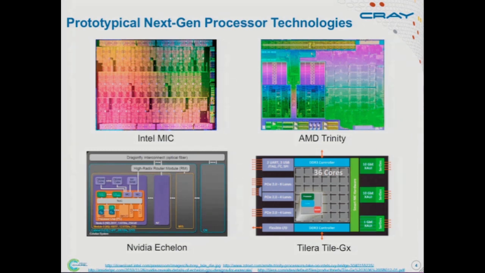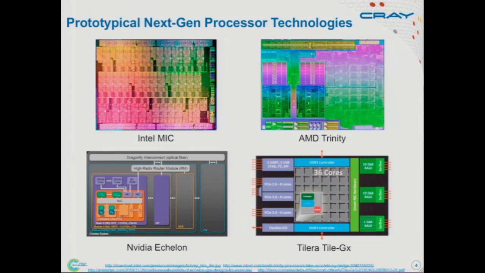When we look at next generation processor technologies that are coming out, we're seeing things that are pretty diverse and pretty different from what we've been using for the past few years and past few decades. Nobody knows quite what these are going to end up looking like, but these are 4 processor designs that I think are characteristic of the directions things are going.